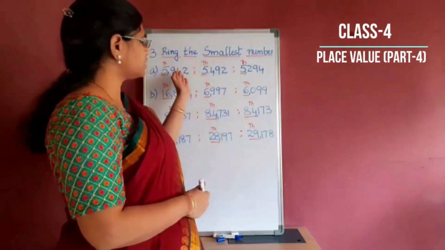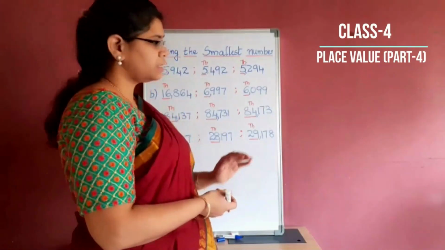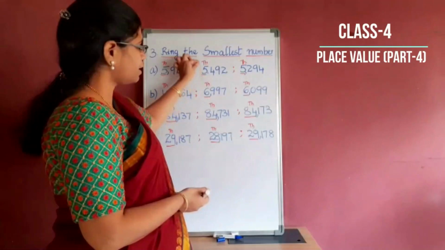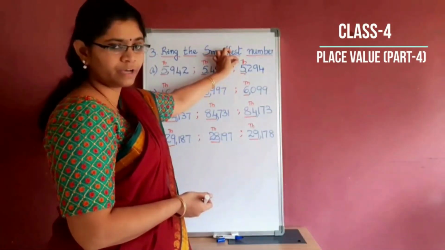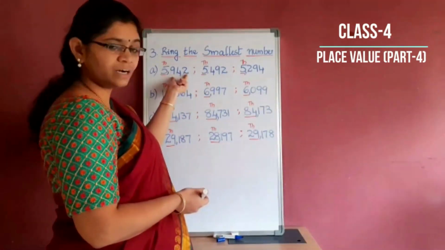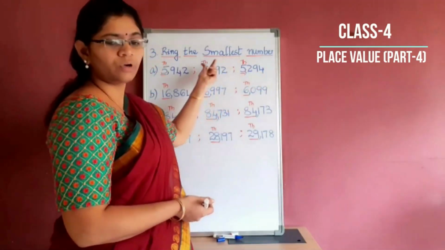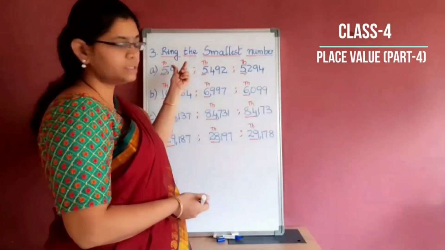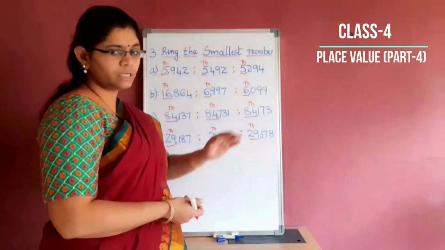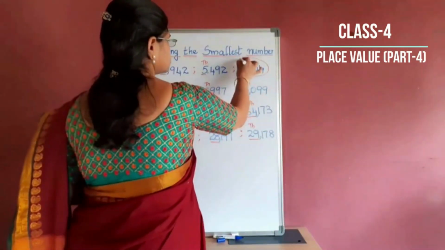Here we have to bring the smallest number. But the procedure is same for comparison of numbers. Now see here. This is 5,000. Here also I have 5,000. Here also I have 5 in the thousands period. Now let us check the next period. 942, 492, 294. Which is the smaller one, children? 942 or 492 or 294? Yes, 294 is smaller. So let me circle this one.